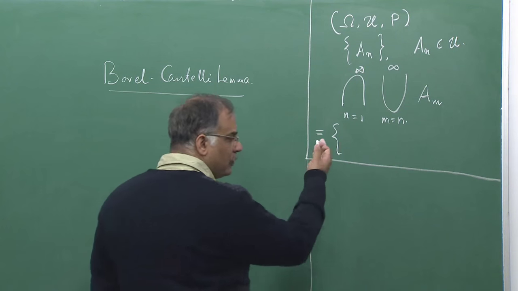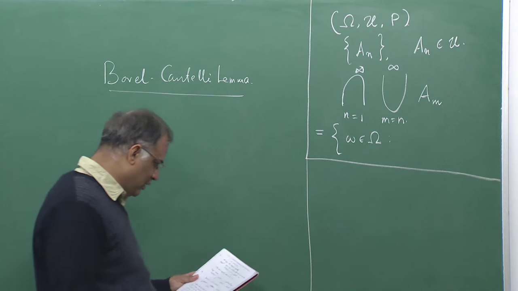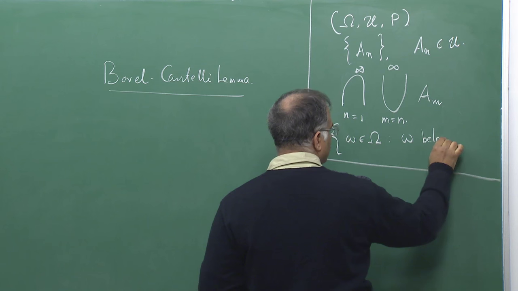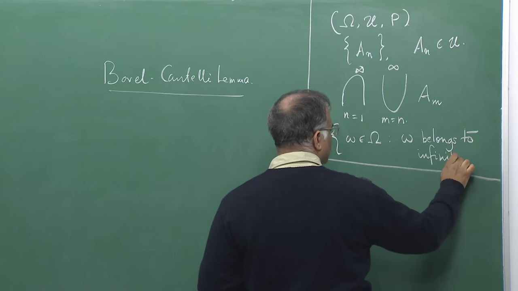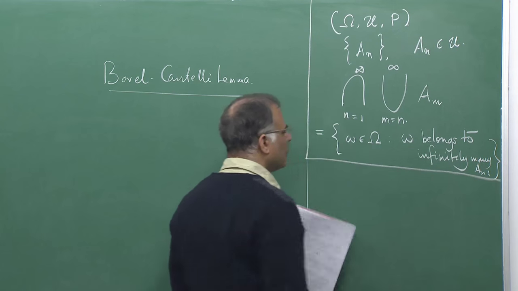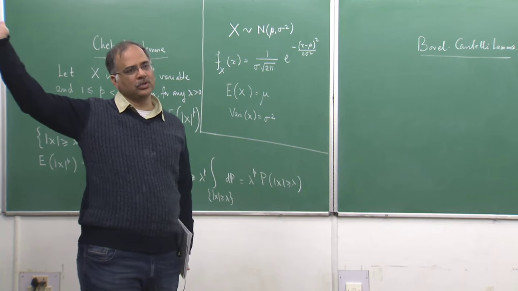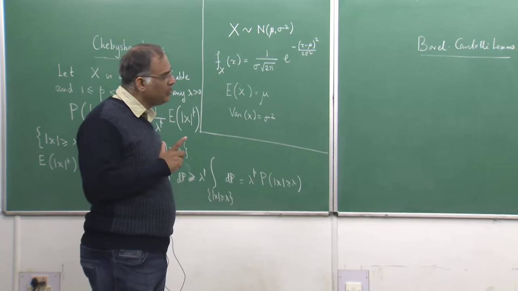So, this is what sort of sample points are here. This is all those omega where omega belongs to infinitely many An's. So, what does this mean, belonging to infinitely many An's? So, it might belong to A1, then A3, then A5, then A6, then A7, then A8, and A9, and then say from A100 to A101, and just goes on, something like this. Suppose one omega belongs to A1 and A2, nothing else, it does not come anywhere, then we do not consider it here.